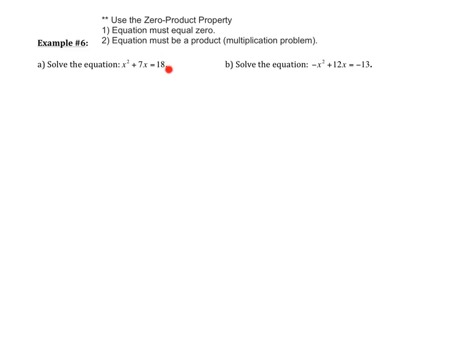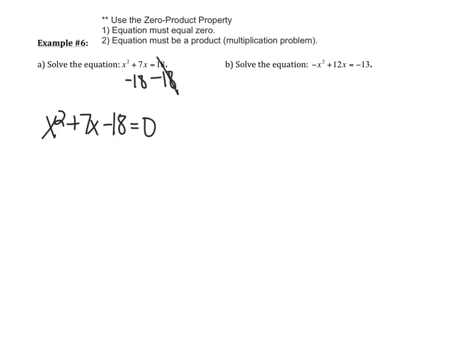So the first thing I notice is that this equation is not set equal to 0. So I would have to subtract 18 from both sides. Since 18 is not a like term with the x squared or the 7x, this would just turn into x squared plus 7x minus 18 equals 0, since that's going to get rid of it over on the right-hand side. So now I have it set up as a 0. Now I need to set this up as a product. So I have a trinomial.